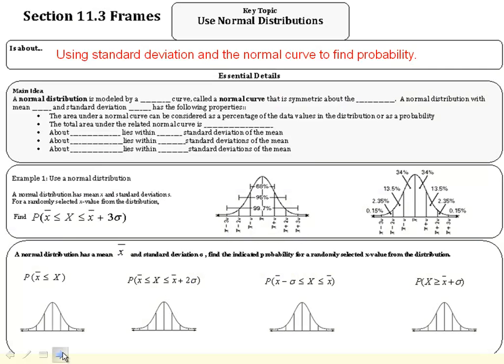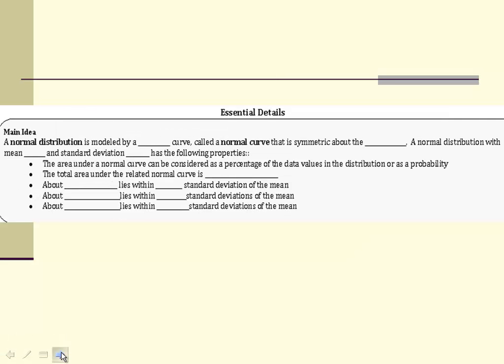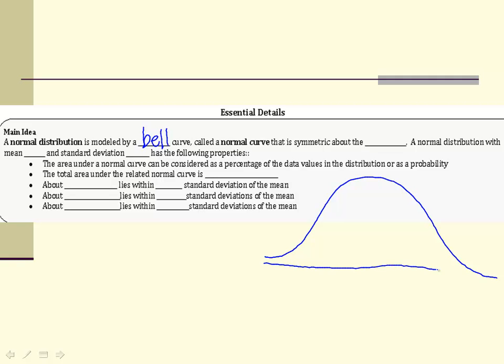Using Normal Distributions is about using standard deviation and the normal curve to find probability. So we're still working with probability, but we're now going to use this normal curve to help us find it. A normal distribution is modeled by a bell curve. You don't have to draw this because it's on your notes. It's called a normal curve, and it's symmetric about the mean.